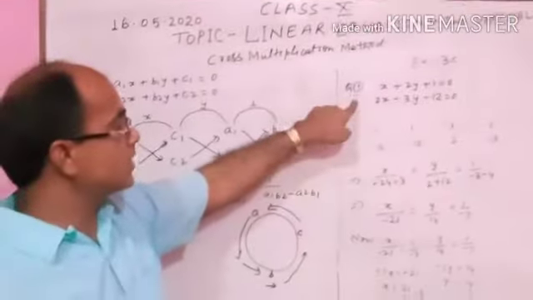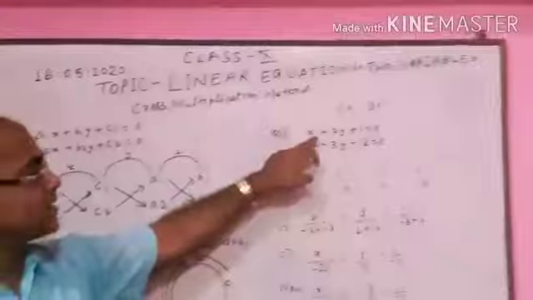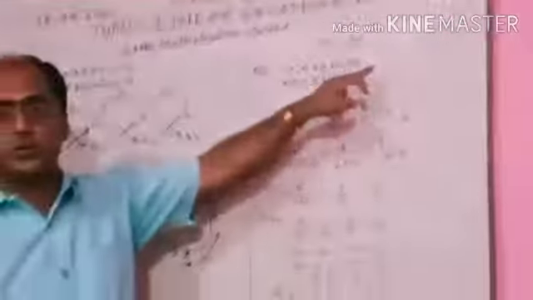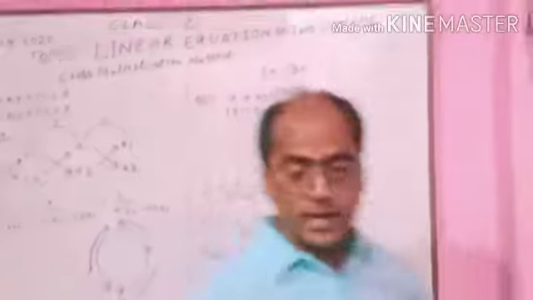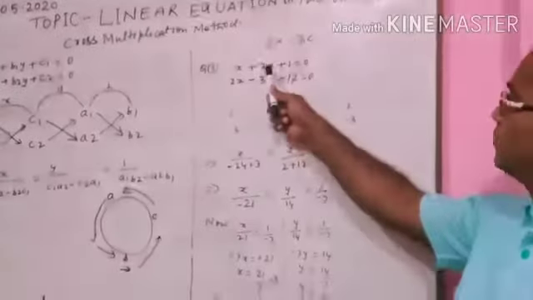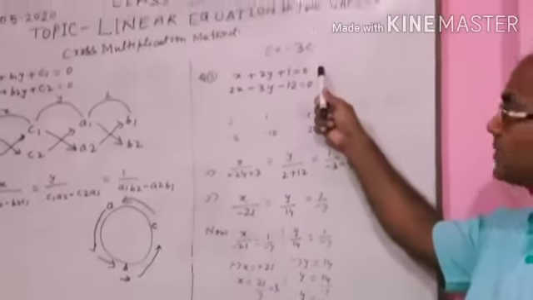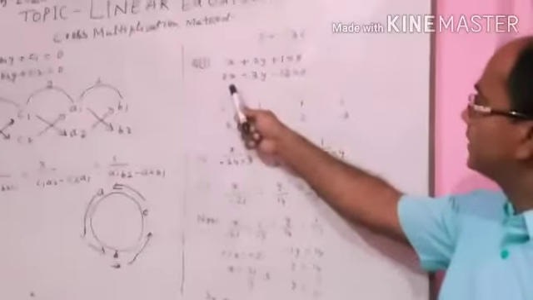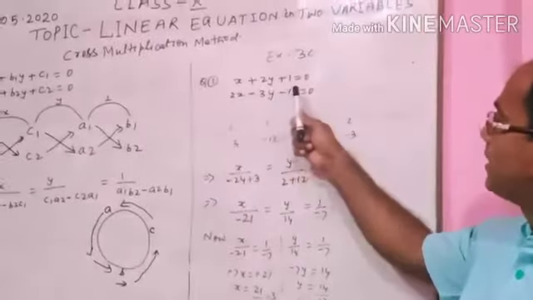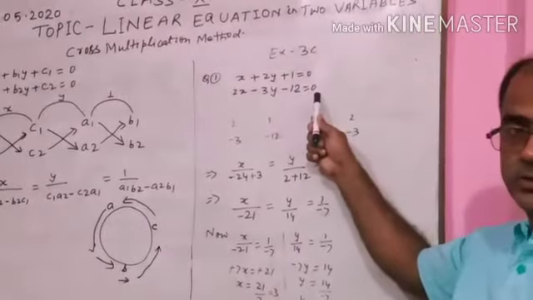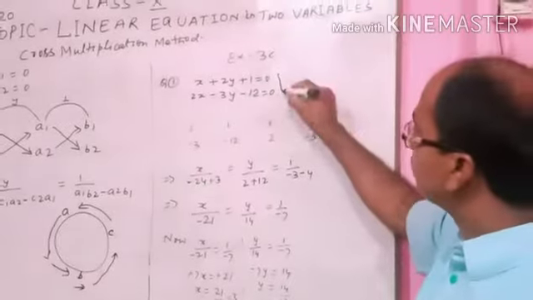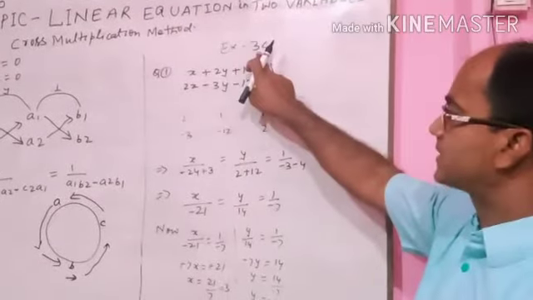Students, question number 1 has been given: x plus 2y plus 1 equal to 0, the first equation, and 2x minus 3y minus 12 equal to 0. It is the first question of exercise 3C.